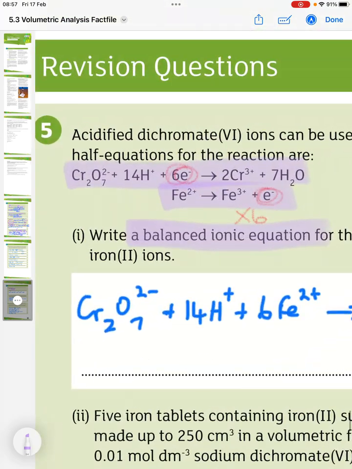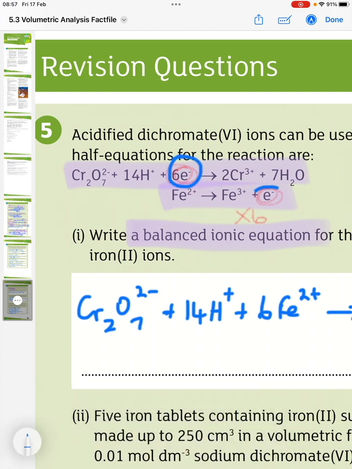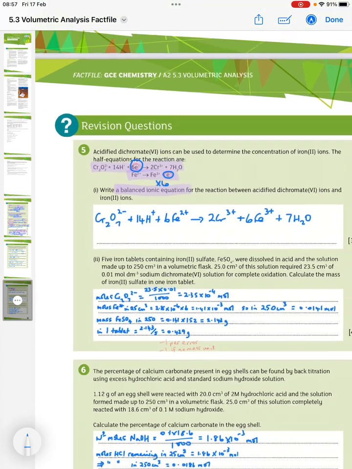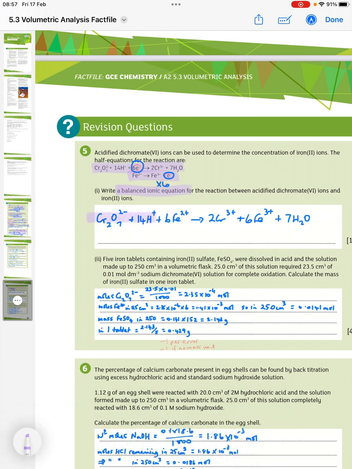So you notice here there are 6 electrons but only 1, so we're multiplying the bottom equation, the iron one, by 6, and that gives us Cr2O7 2 minus plus 14H plus plus 6 Fe2 plus gives you 2 Cr3 plus plus 6 Fe3 plus and 7 H2O.